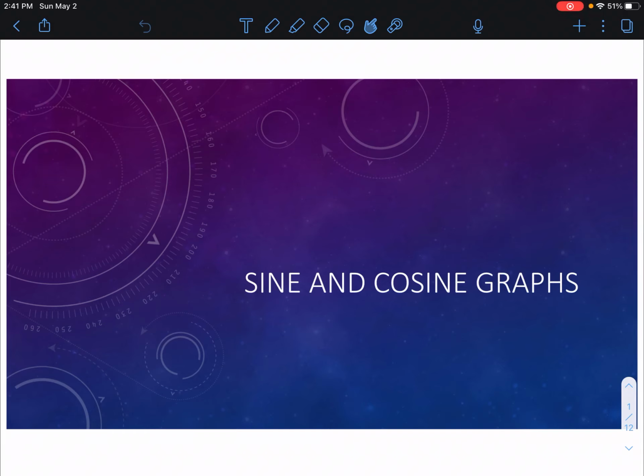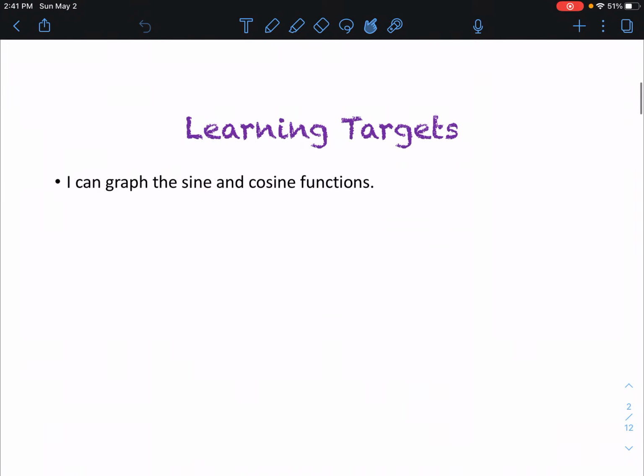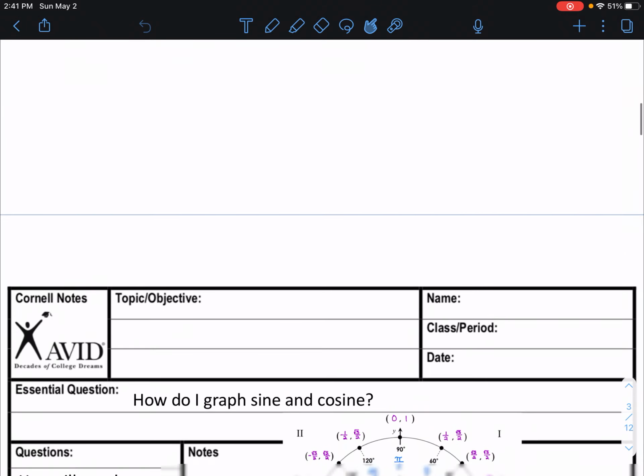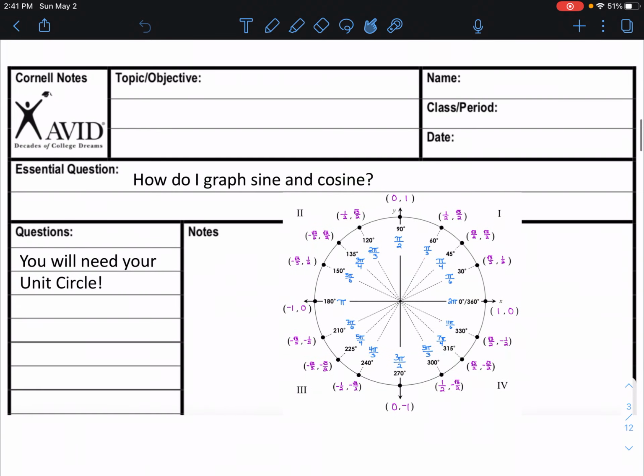All right, so now we are going to start talking about trigonometric graphs. And so we're going to start with sine and cosine. That's our learning target. So how do we graph these? One thing that you will need for this is your unit circle. So you should already have that. If not, I will put a completed one into Schoology that you should definitely download.